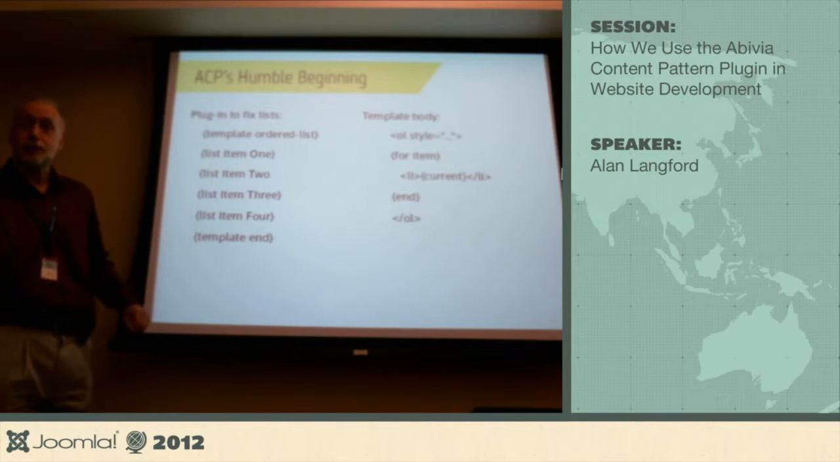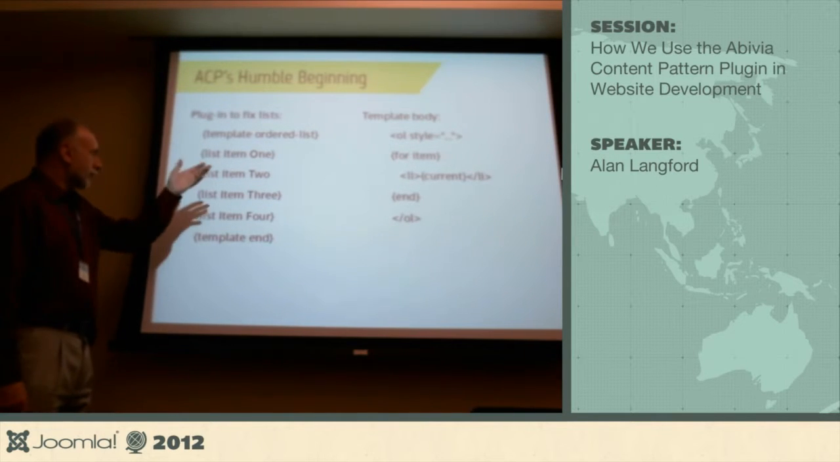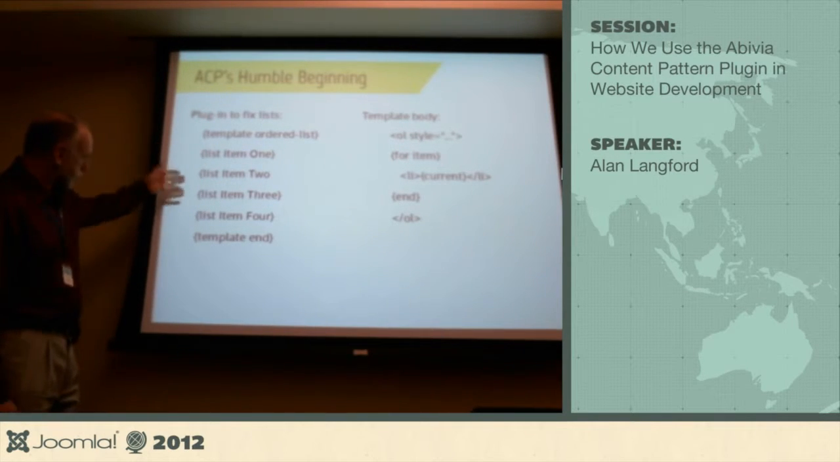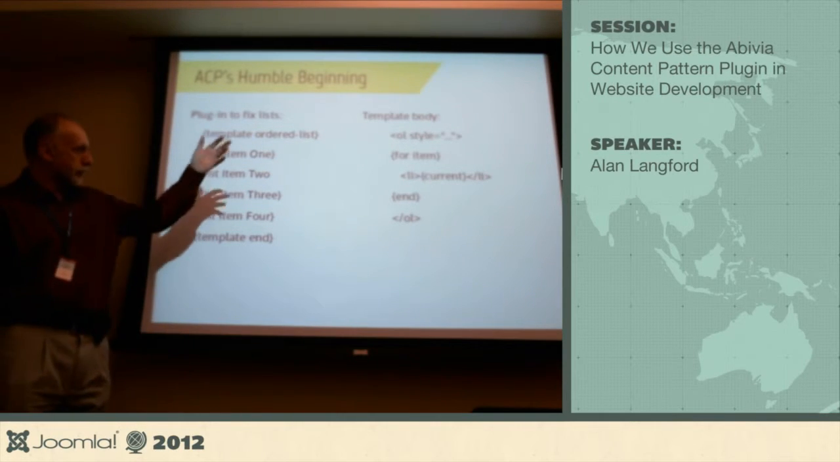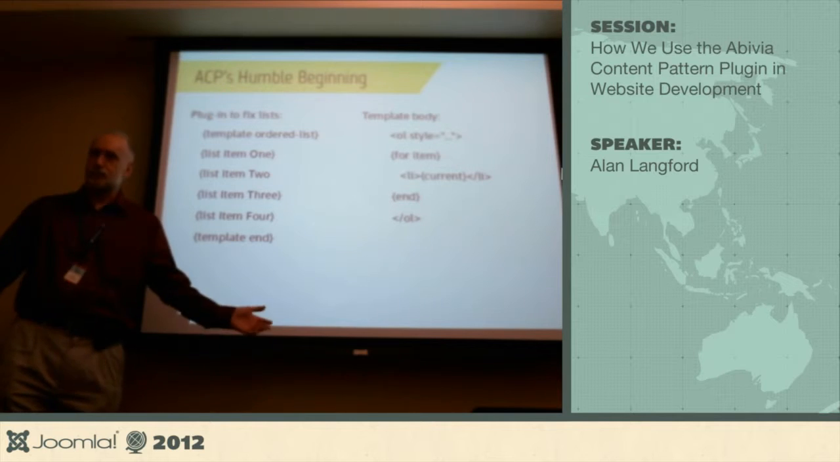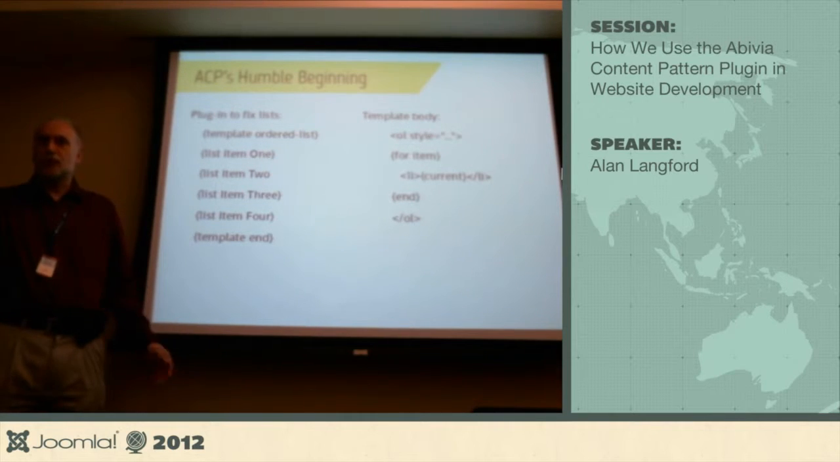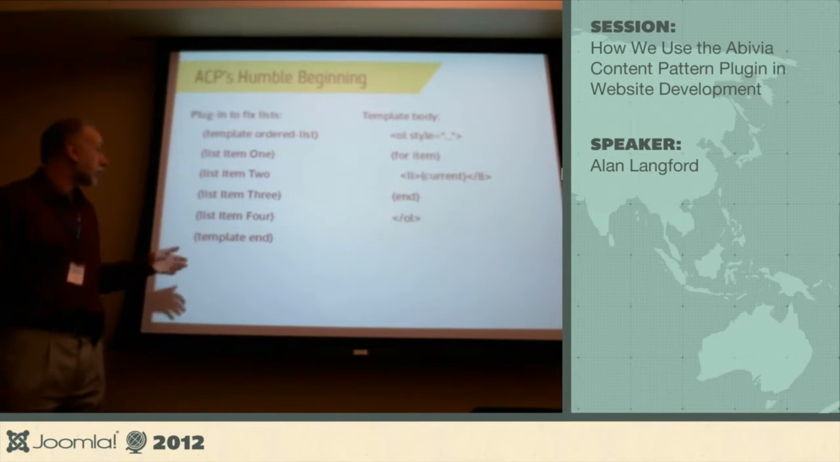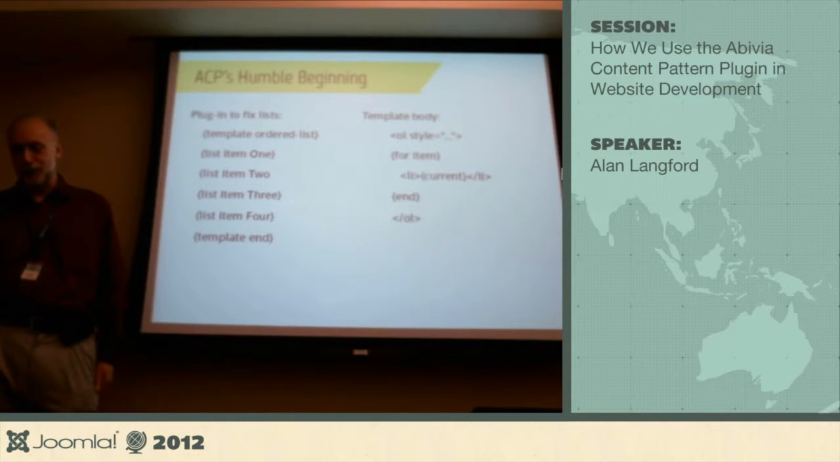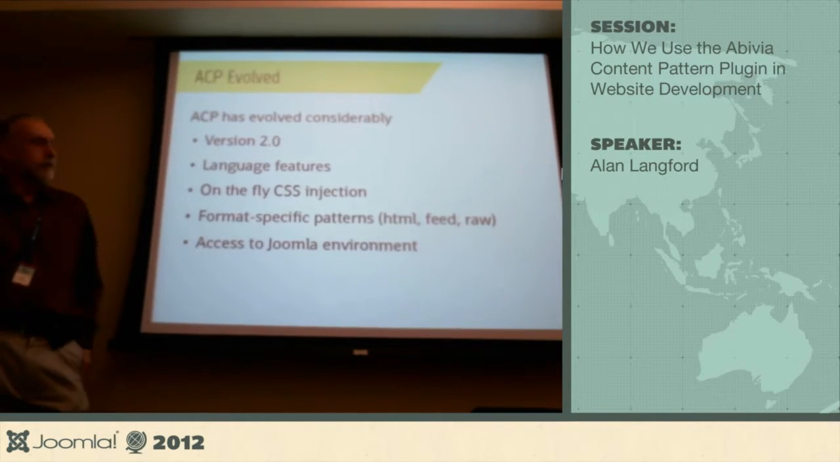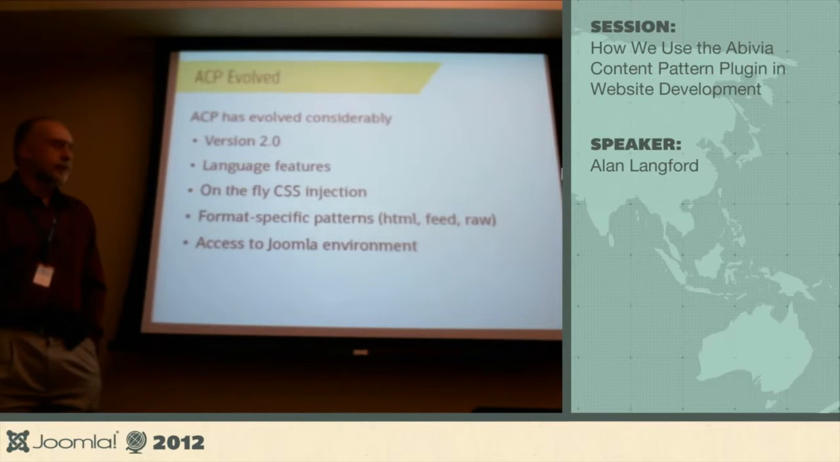At the time, it was a template. It referenced this thing called an ordered list. You define a couple of items, and then in the body, I just went out and generated the list. Pretty straightforward. Worked for me. Made the client happy. They didn't mind doing a little bit of markup because it terminated lots of frustration. Since then, ACP has evolved a lot.